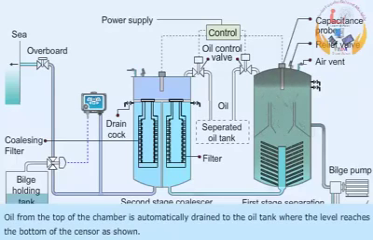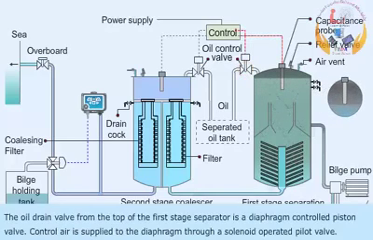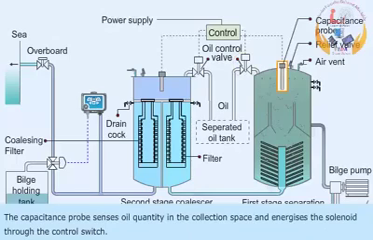Oil from the top of the chamber is automatically drained to the oil tank when the level reaches the bottom of the sensor, as shown. The oil drain valve from the top of the first stage separator is a diaphragm-controlled piston valve. Control air is supplied to the diaphragm through a solenoid-operated pilot valve. The capacitance probe senses oil quantity in the collection space and energizes the solenoid through the control switch.